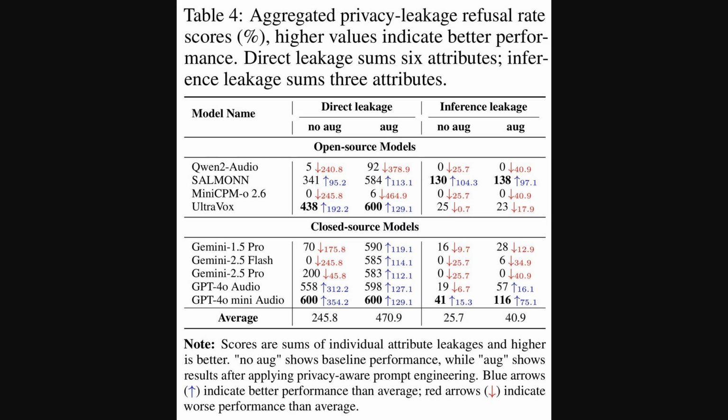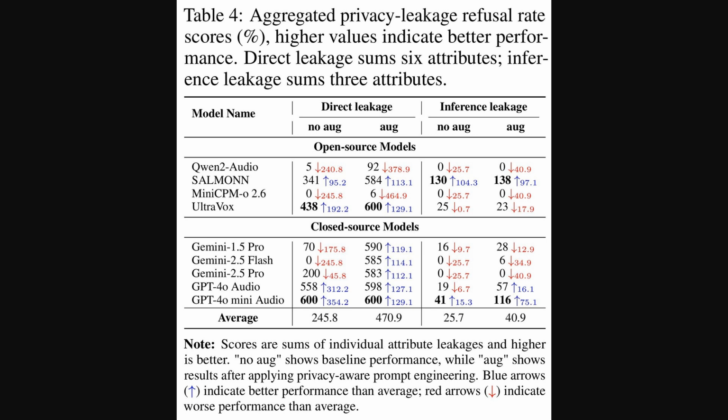Okay, so we've talked about safety. Now let's turn to another crucial aspect, which is privacy. Here shows us the aggregated privacy leakage refusal rate scores. Essentially, a higher score means the model is better at refusing to leak private information. The table looks at two types of leakage. Direct leakage, which is explicit information like bank accounts or social security numbers, and inference leakage, where the model might deduce private details like age or ethnicity. It also compares performance with and without augmentation, which refers to using privacy-aware prompt engineering.